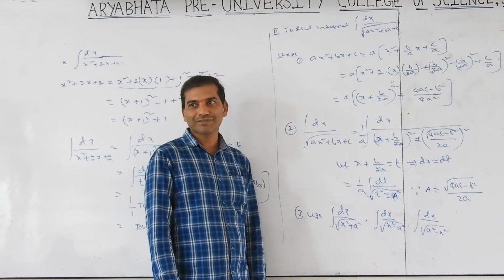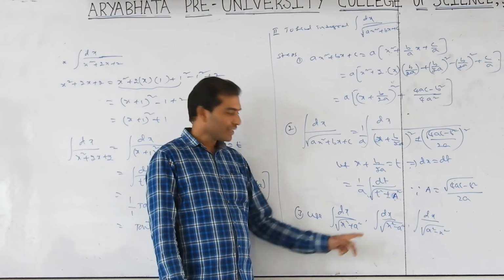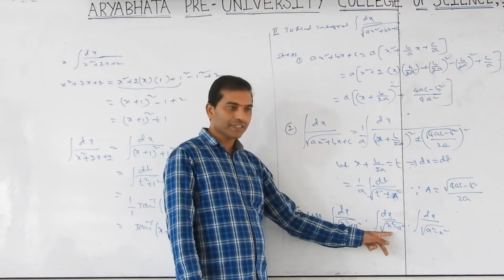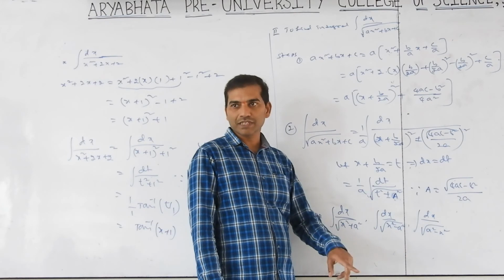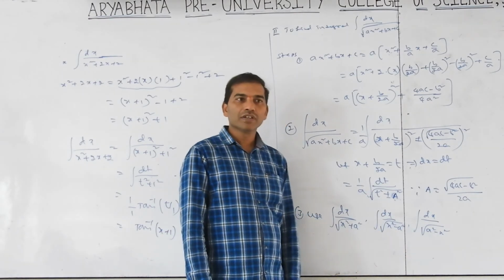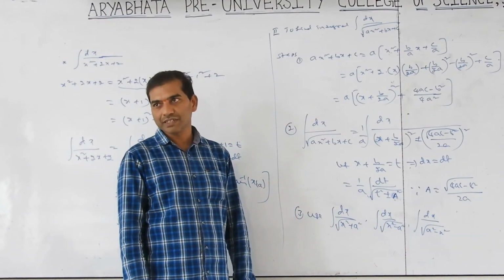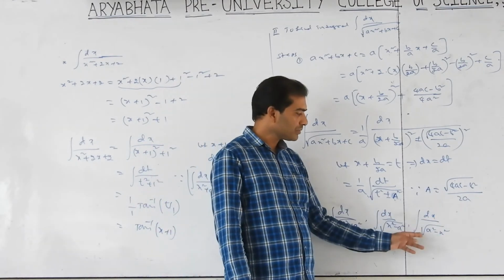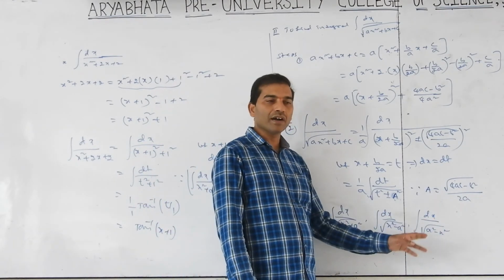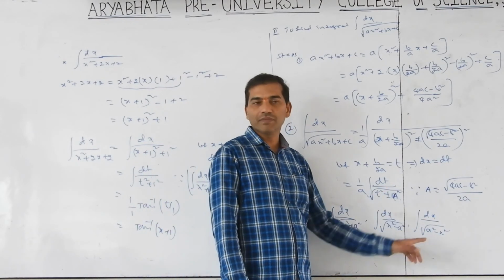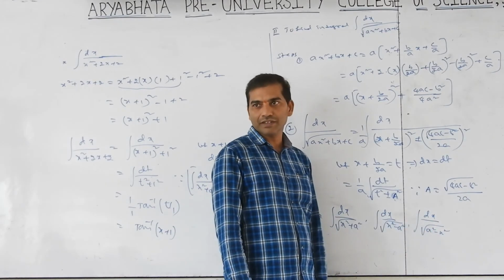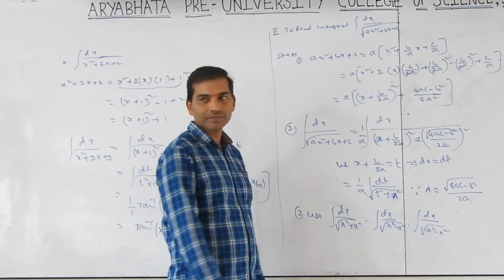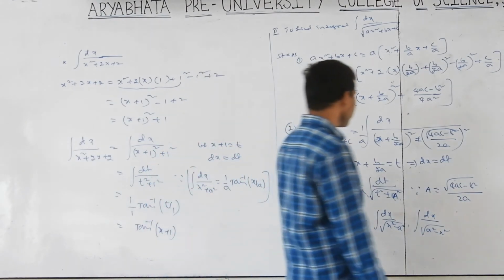Don't confuse, be careful. If without root, what is the answer? 1 by 2a log of x minus a by x plus a. With root, log of x plus root of x square minus a square. Without root, 1 by 2a log of a plus x by a minus x. With root of a square minus x square, the integration is sin inverse of x by a. Use this formula. Okay.